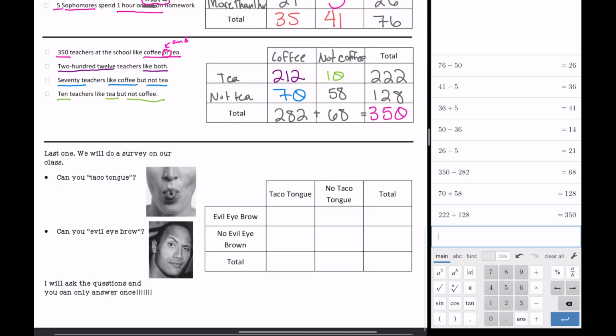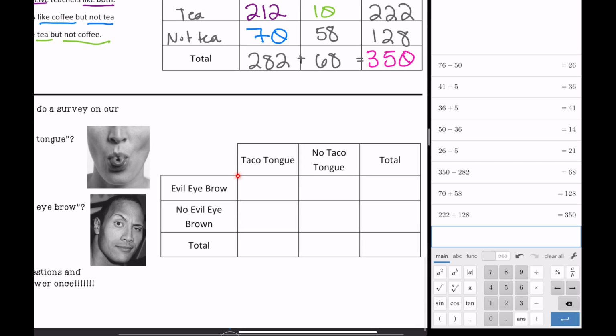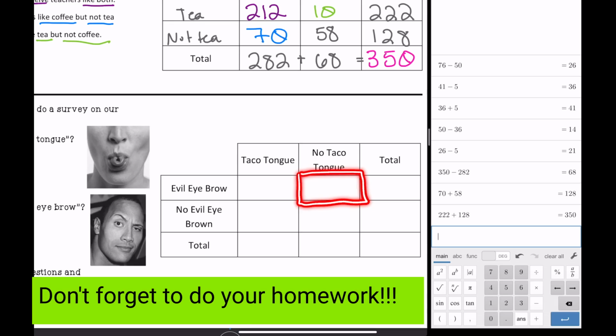For the last part of the note, I want you to go with your class here. And if you're doing this at home, then you skip it. But I want you guys to go through the class and figure out who can do taco tongue and who can do the evil eyebrow. And I want you to fill out your own table. So first figure out who can do both. Then figure out who can do taco tongue but not the evil eyebrow. Then figure out who can do the evil eyebrow but not the taco tongue. And then figure out who can't do either of these, okay?